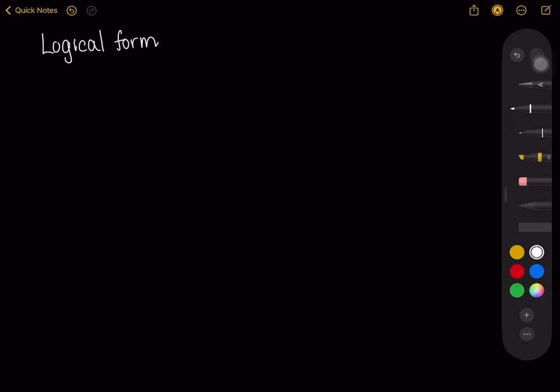Okay, so now we're gonna look at the logical form. So our common logical form is: if something, then something, and then something in here, therefore something. I'm gonna use P and Q. So if P, then Q, and then P, therefore Q.